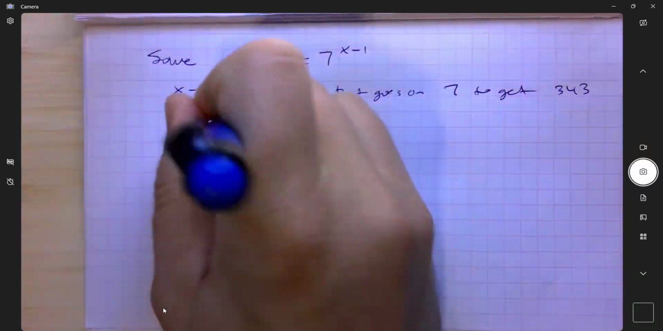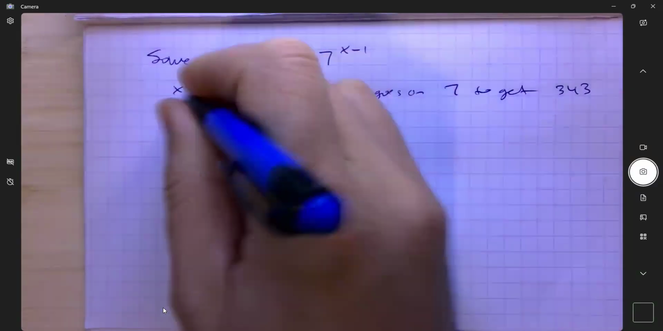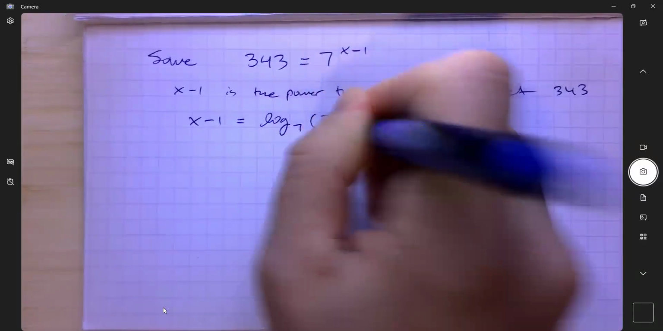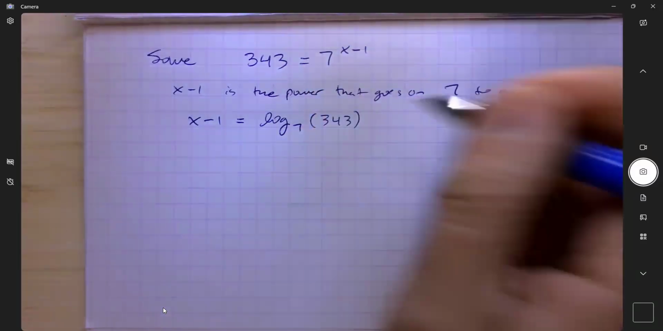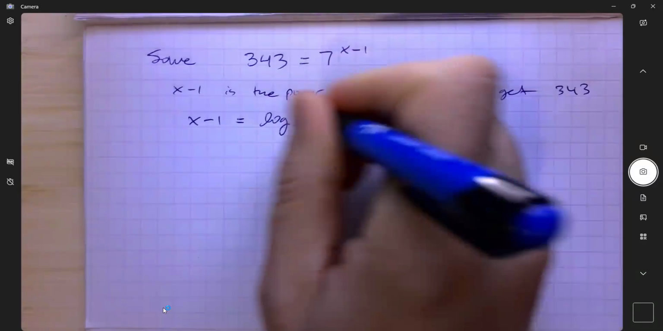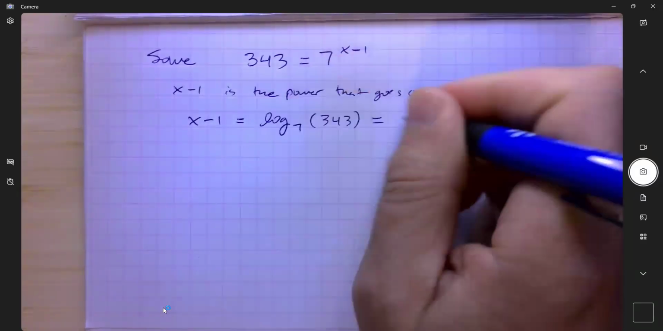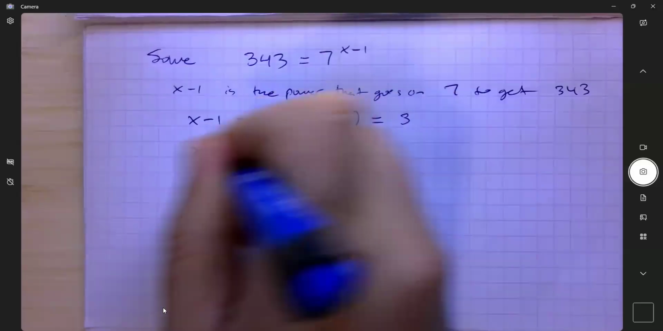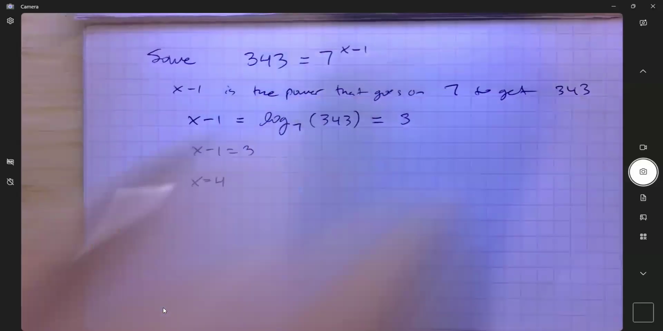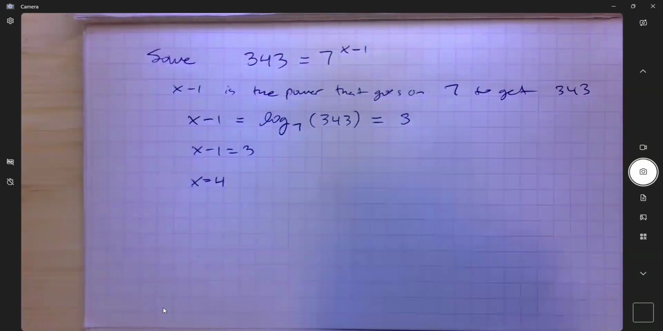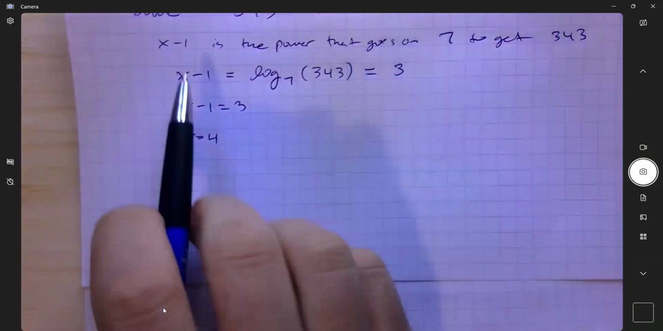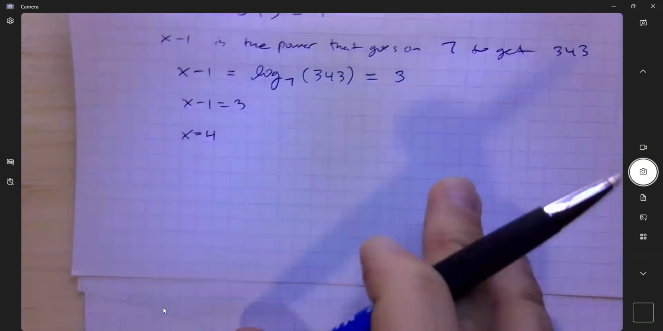And as a logarithm equation, that means x minus 1 is the power that goes on 7 to get 343. And then Desmos will give you this number, which is 3. So I get x minus 1 equals 3, so x equals 4. So I solved that one the same way by writing it in words, using that verbal representation, and that's a great way to do it.